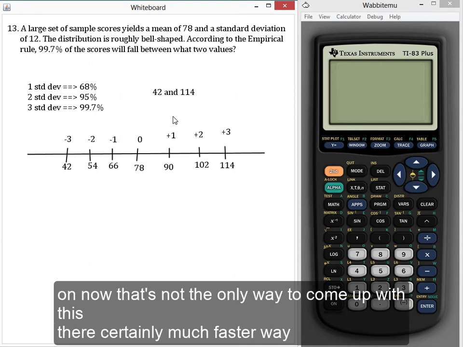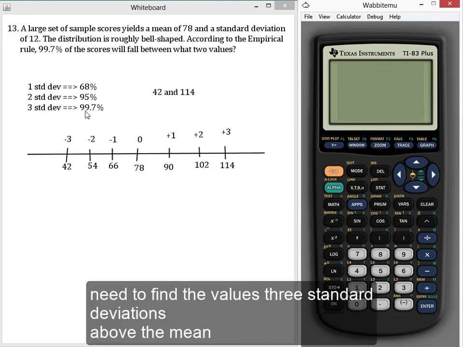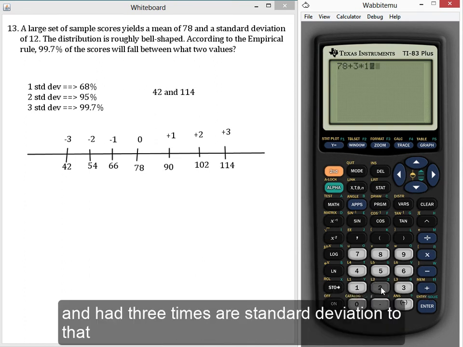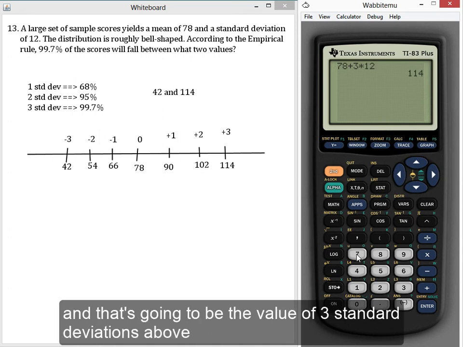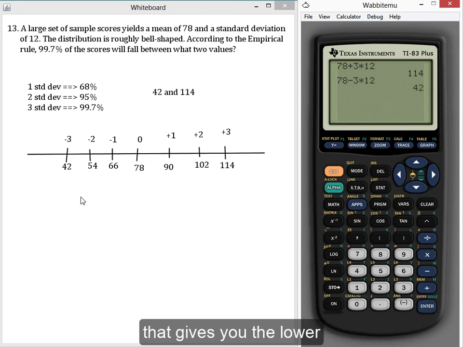Now that's not the only way you could come up with this. There's certainly a much faster way. If you need to find the value that's three standard deviations above the mean, just take your mean and add 3 times your standard deviation to that, and that's going to give you the value that's 3 standard deviations above. If you take your mean minus 3 times your standard deviation, that'll give you the lower one.